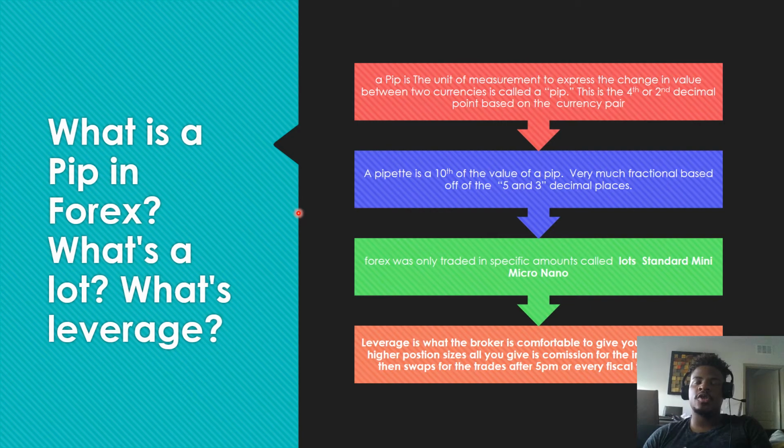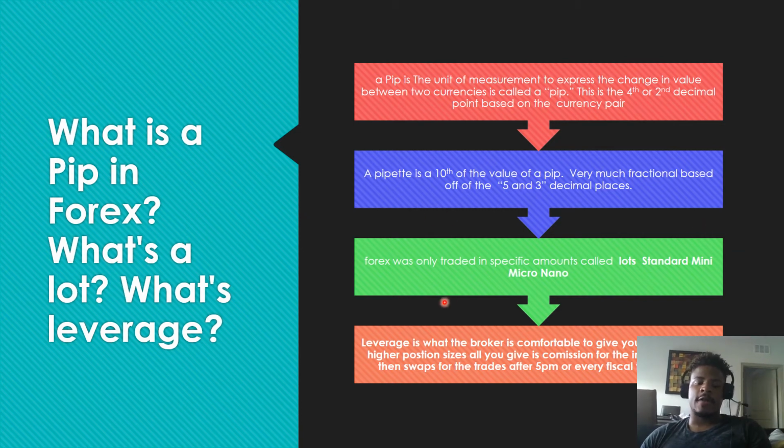You could usually measure this by using the fourth or second decimal point based on the currency pair. And I say this because the currency for the US dollar is completely different from the currency from the yen. So therefore, there are going to be different price points where you would determine what is a pip. As for a pipette, this is actually a fractional pip, which is a tenth of an actual pip, and it's actually the fifth and the third decimal point.